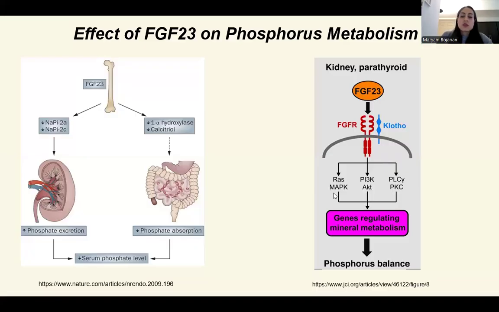And why is this important to us? Because we do have genetic abnormalities called hypophosphatemic rickets. In this genetic disorder, we have a gain of function mutation of FGF23. That means we have a lot of FGF23 hanging around, which can cause very low phosphate levels, and we call it phosphate wasting disease. And because of very low phosphate, bone mineralization can be impaired.